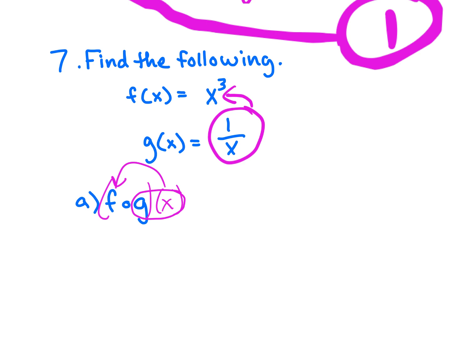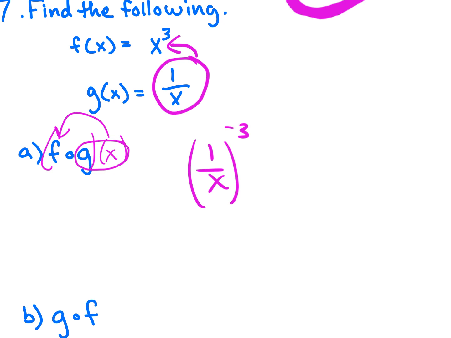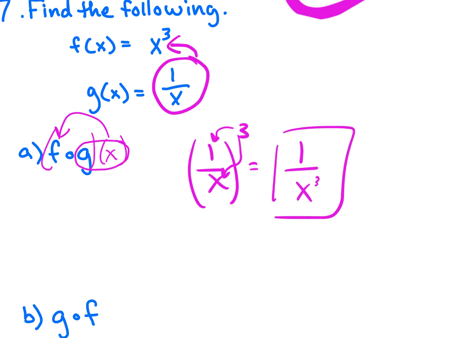So instead of x, I'm going to write 1 over x, and then I finish what that original f function is, so it's cubed. How do I simplify this, guys? I have to distribute. Where does that 3 go? To the numerator and the denominator. So this is 1 cubed over x cubed, which is 1 over x cubed. Perfect.